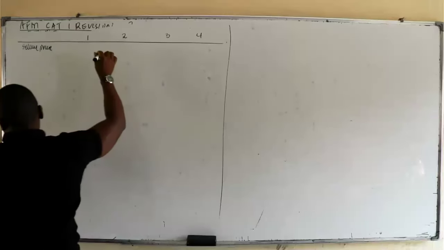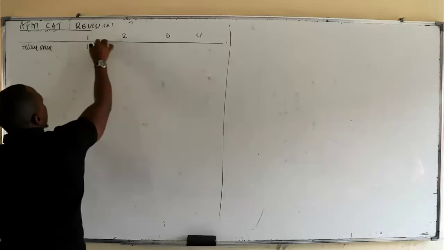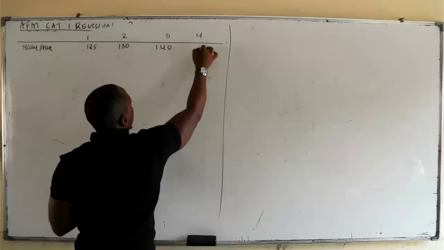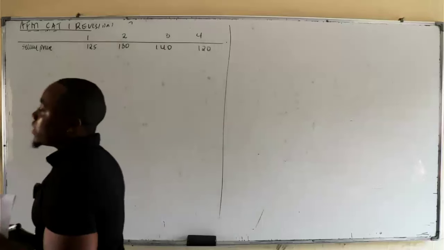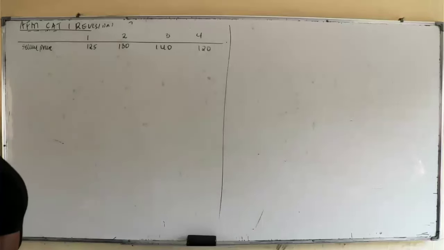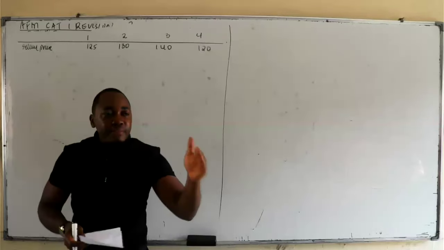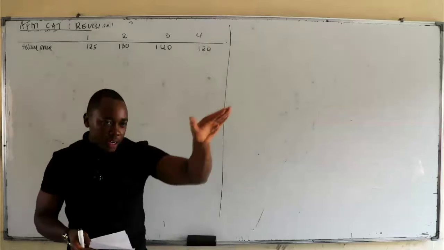Selling price in year 1 was 125, then 130, 140, and 120. But these prices are exclusive of inflation. Inflation is a gradual increase in prices, and we are told that the selling price and cost information are in current price terms before applying the selling price inflation of 5% per year. When we say inflation is 5% per year, it's a gradual increase. Are you together?